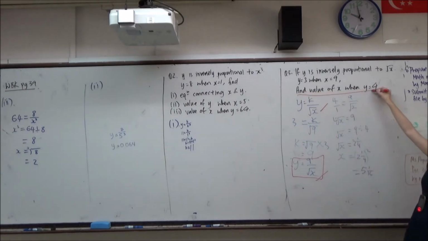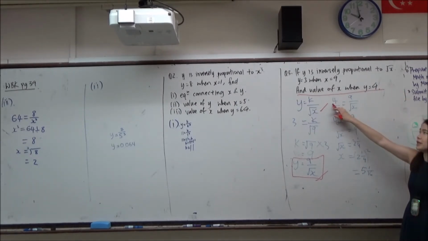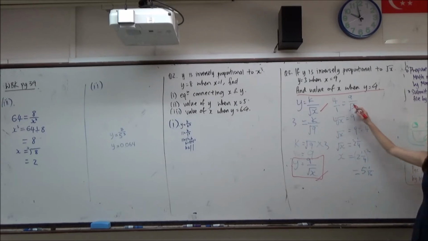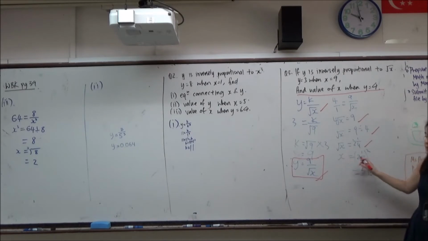Then after that, 4 over 1 equals 9 over square root x, because essentially the question wants us to find the value of x when y is equal to 4. So put 4 over here equals 9 over square root x. What Tina has done is a very good presentation of showing the cross multiplication. Following the rules, you will get that square root x equals 2 and 1/4. But keep in mind that we are not finding square root x, we are trying to find x. So therefore we need to take the square. And very importantly, he also put in the brackets. Very good. So the answer will be 5 and 1 over 16.